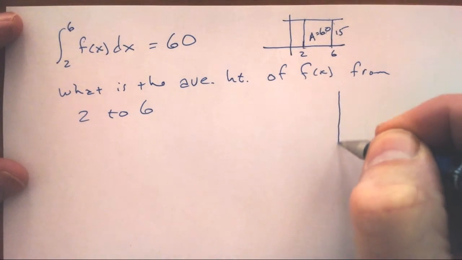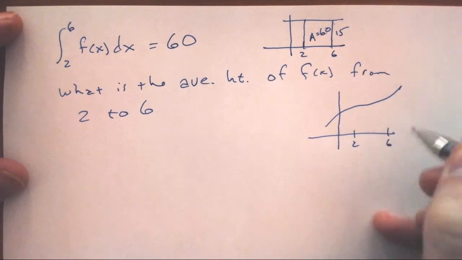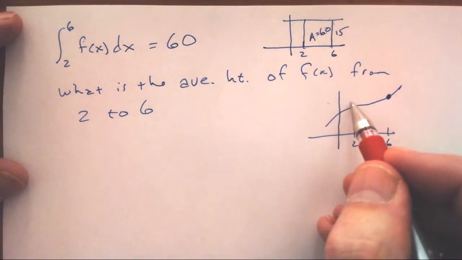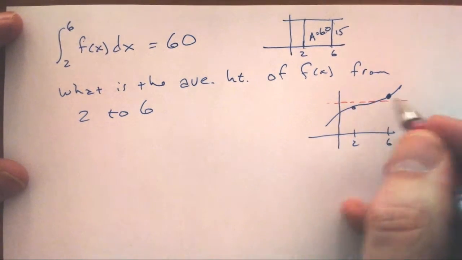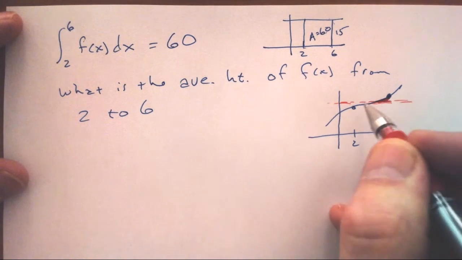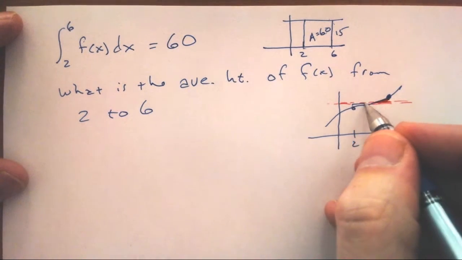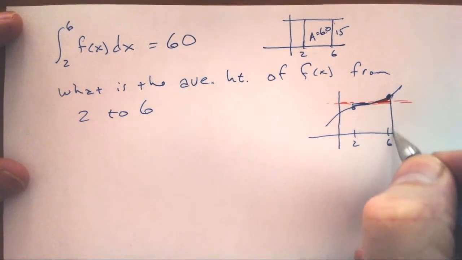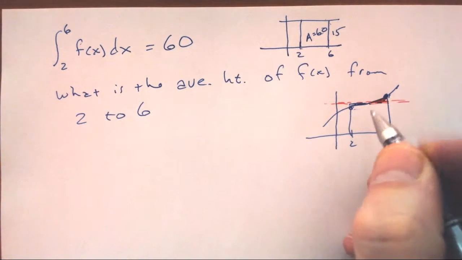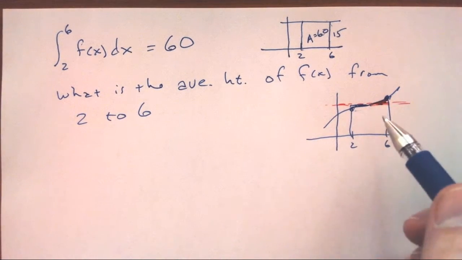Well, if it's not a constant function, maybe it looks something like this from 2 to 6. Mustn't 15 be in here somewhere, so that the part above would make up for this part, and we'd still add up to 15? I could chunk away little pieces of this, put it over here, and fill in that area of 60. Okay, so either way, our average height has to be 15.